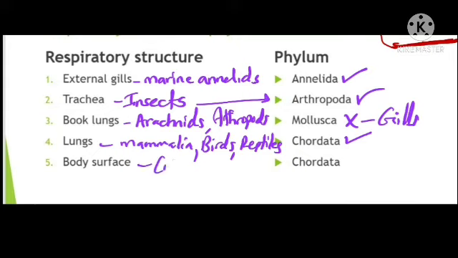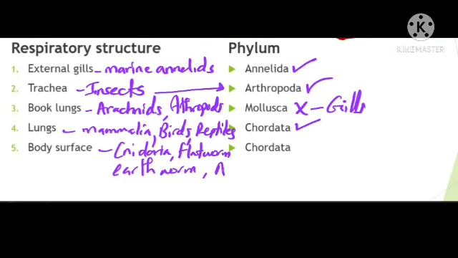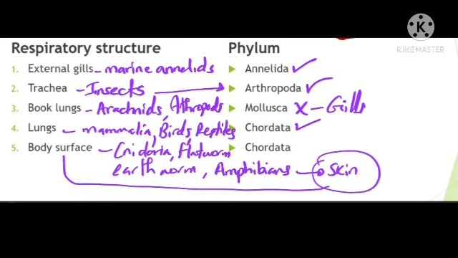And the fifth one, body surface. Body surface is used by Cnidaria, flatworms, earthworms, and amphibians. So amphibians use their skin as the respiratory structure, so skin is a body surface, and amphibians fall under Chordata. So that is also the correct answer. So the wrong answer is the third one.